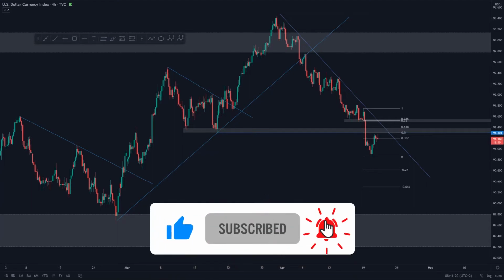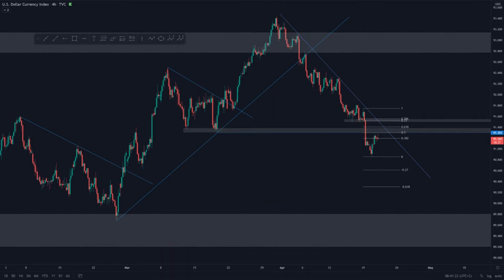In today's daily outlook we're going to be discussing the major minor currency pairs alongside the DXY. So let's dive straight in and see what the DXY is doing today.